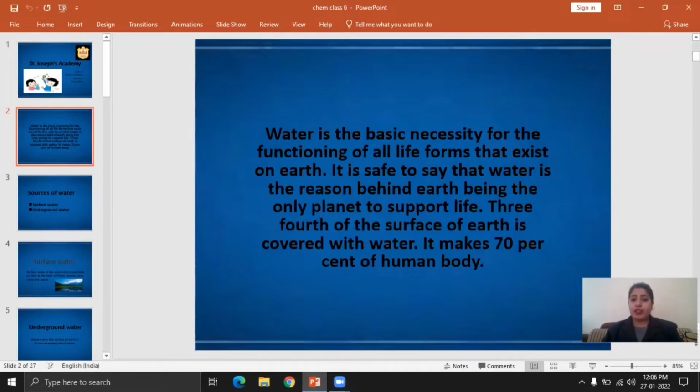Three-fourths of the surface of the earth is covered with water. 70% of the human body is water. In ancient times, water was considered as an element, but now it is considered as a compound of hydrogen and oxygen. So, children, we cannot think of our life without water. Life would not have been possible without water.